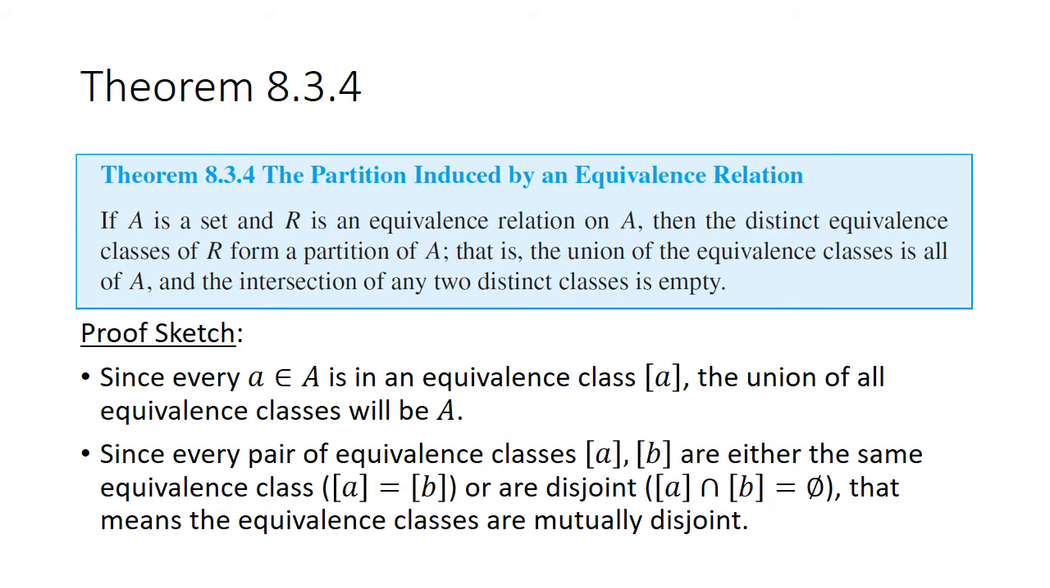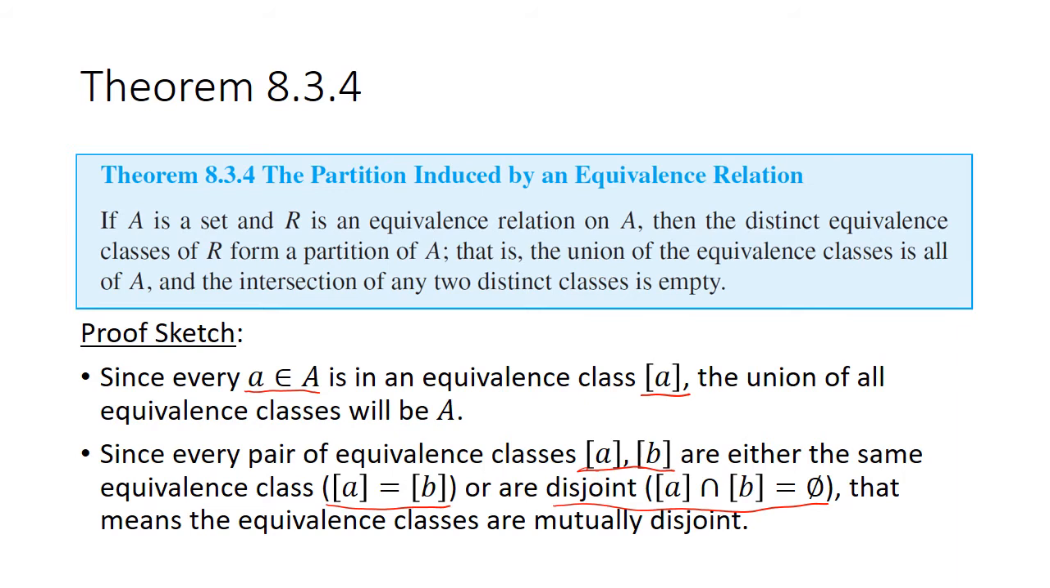Since every element little a in big A is in an equivalence class, its own equivalence class, the union of all of the equivalence classes will be A, because every element in A will be contained in at least one of them. That's one thing you need for a partition. The other thing you need is that the parts of the partition are disjoint. We know that from the last two lemmas. Every pair of equivalence classes, bracket A, bracket B, are either the same or disjoint. So the equivalence classes are mutually disjoint.